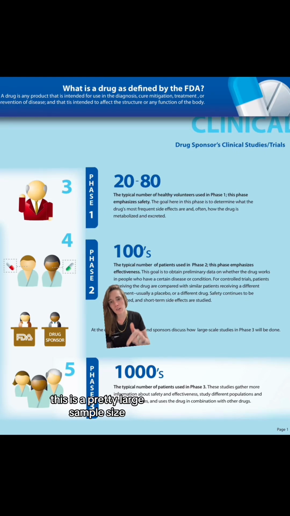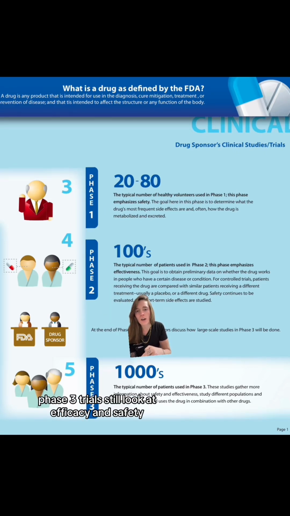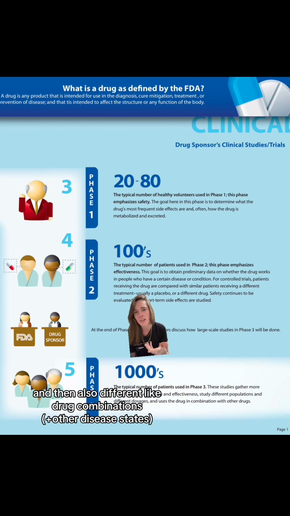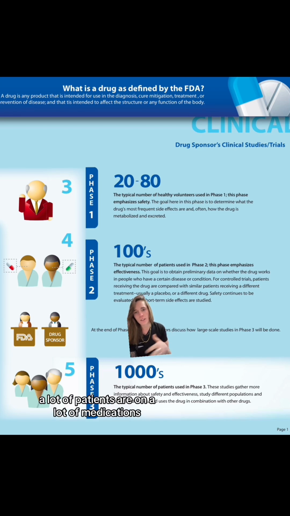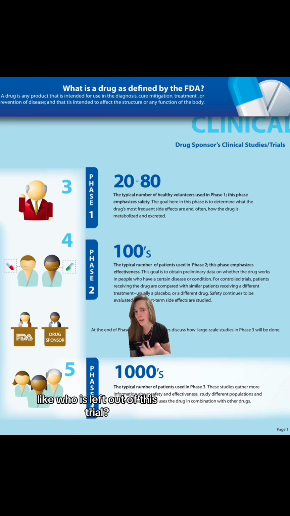This is a pretty large sample size. This is the final confirmation of safety and efficacy. Phase 3 trials still look at efficacy and safety, and then also study different populations, different doses, and also different drug combinations. A lot of patients are on a lot of medications. I always think it's important with clinical trial data to see exclusion criteria, like who is left out of this trial. It's usually those with uncontrolled disease states like hypertension or diabetes, maybe pregnant people or those with cancer.